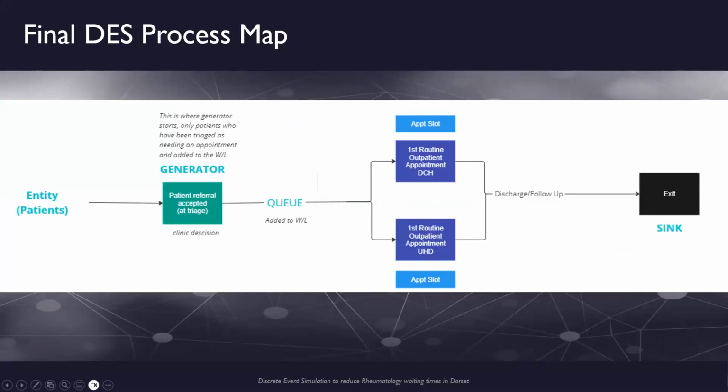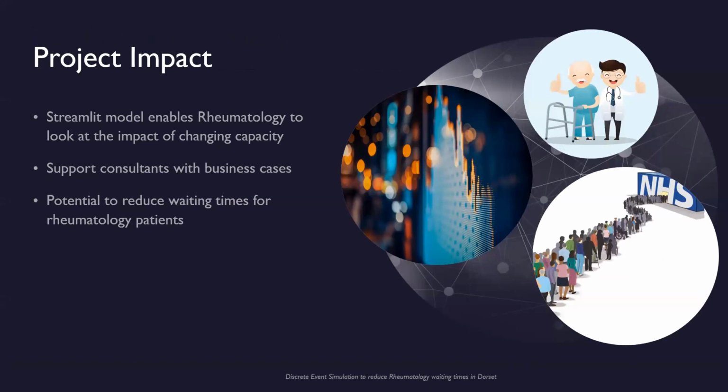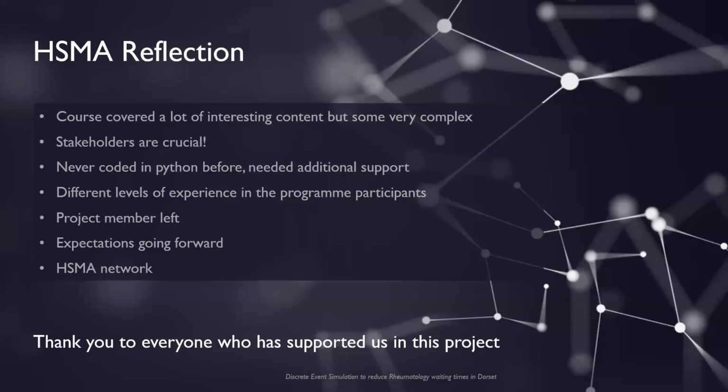So back to the presentation. In terms of project impact, this model enables rheumatology staff to look at how changing the number of clinics and demand influences the waiting list as a hospital and a system. The model will be able to support consultants in their business cases for increased capacity by showing how it impacts waiting times and the waiting list. And this will in turn be beneficial for patients in hopefully reducing their waiting times. I'm now going to hand over to Claire for our course reflections.